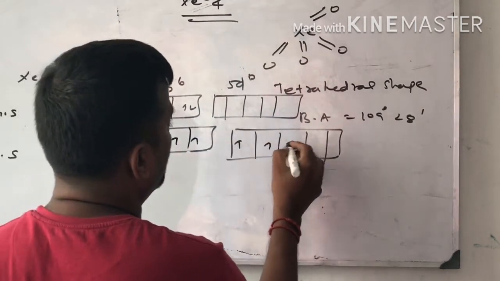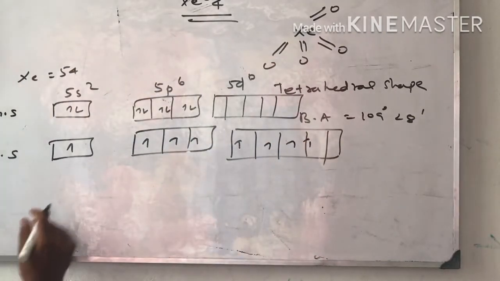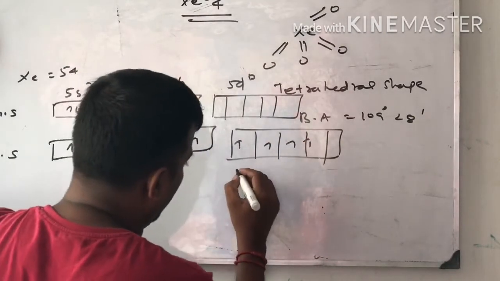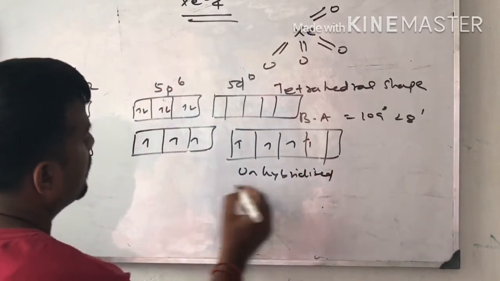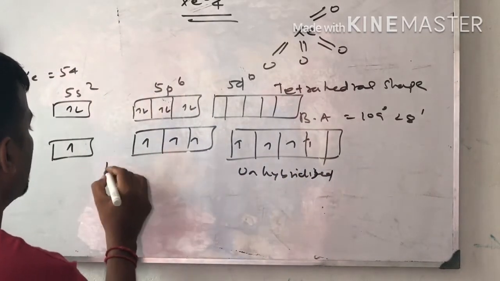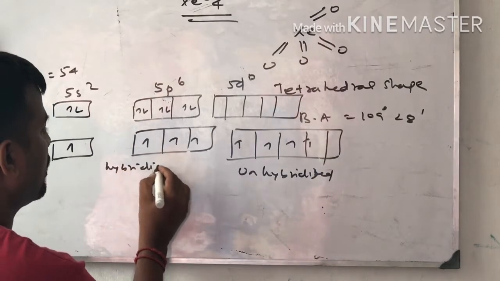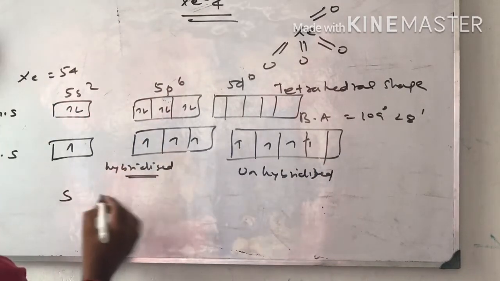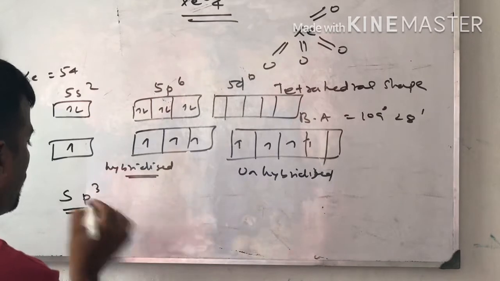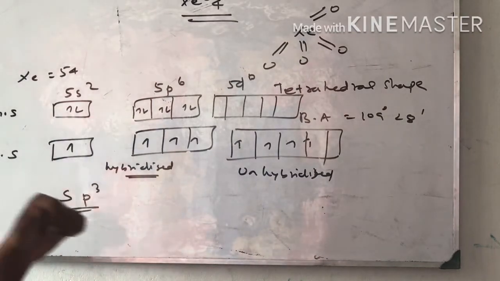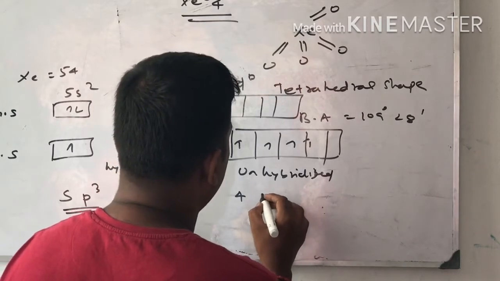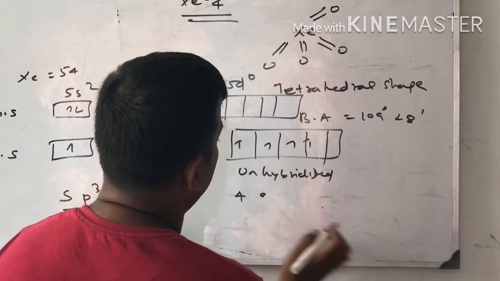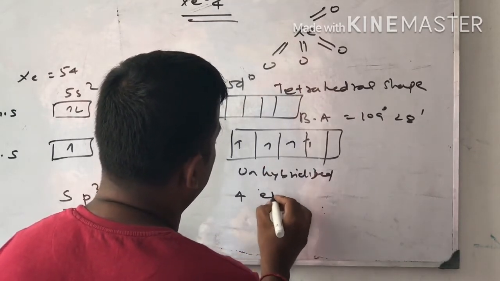Okay, this is the shape. But these four are unhybridized orbitals. These 4 are hybridized. So 1 s orbital, 3 p orbitals. Again you get sp3 hybridization. 4 electrons involved.